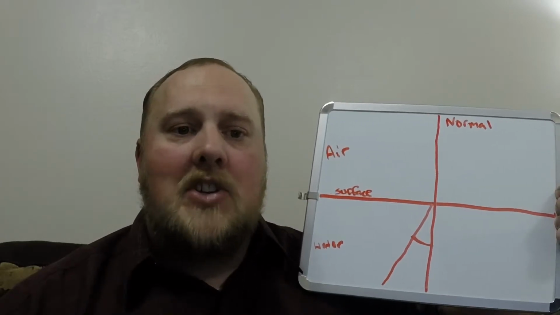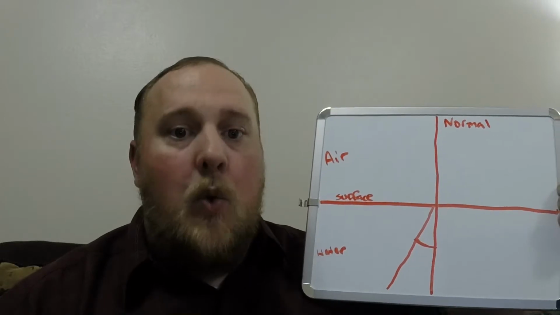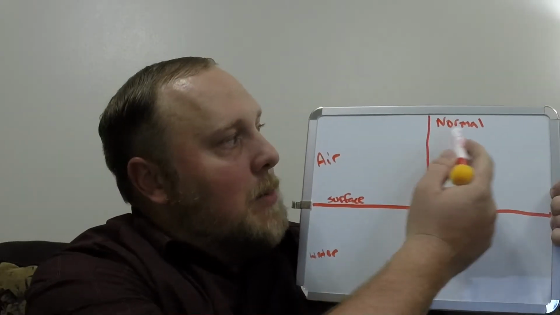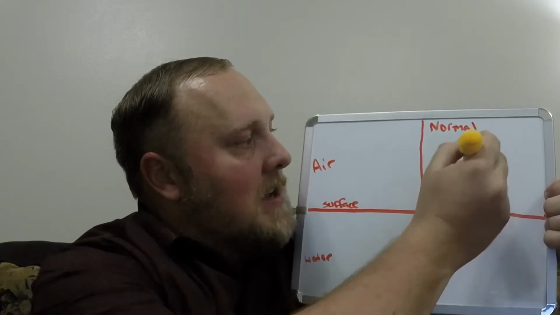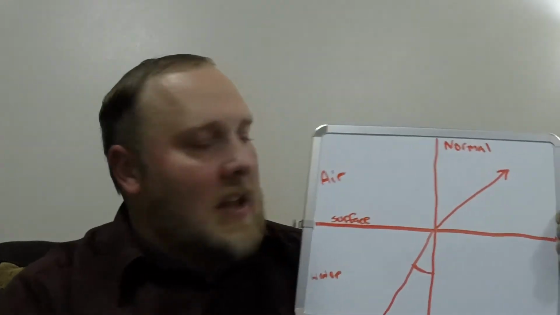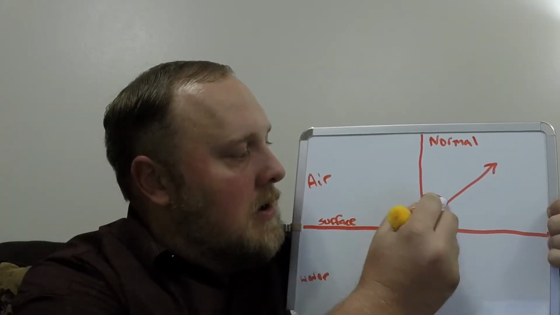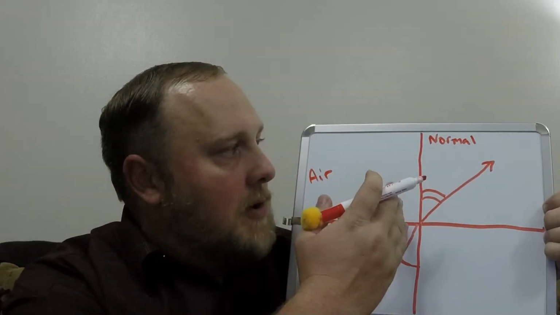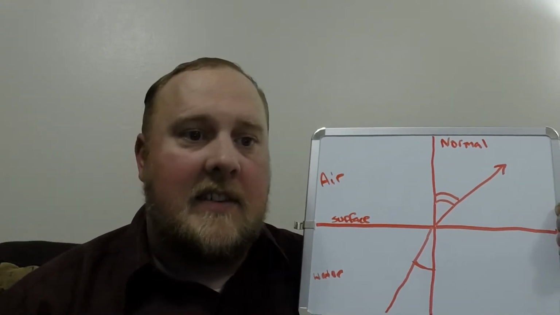Now our second angle is the angle of refraction. The angle of refraction is the angle made by a refracted ray with the perpendicular to the refracting surface. So here we're perpendicular to our surface, along our normal, and it's going to make another line out this way. This is our angle of refraction. You'll notice that the angle of refraction is always larger than the angle of incidence.